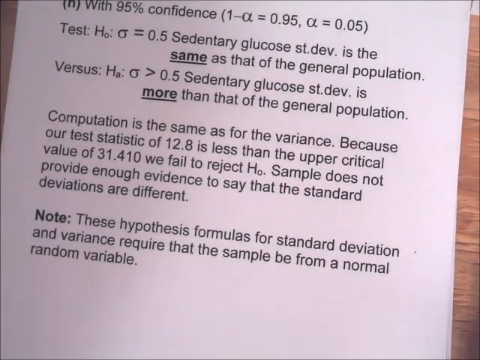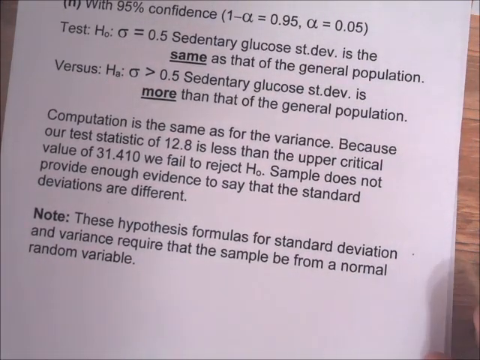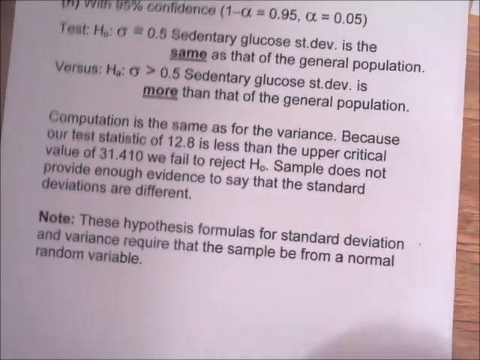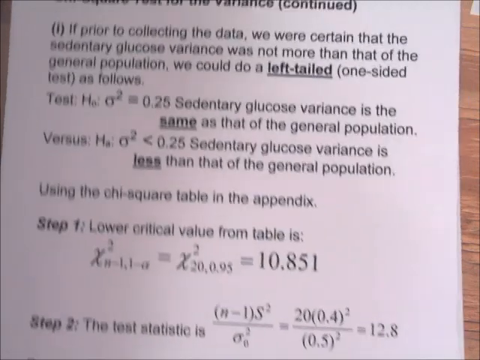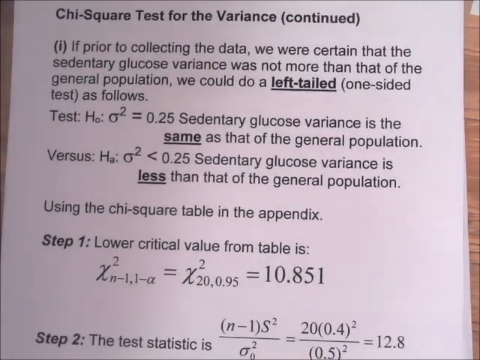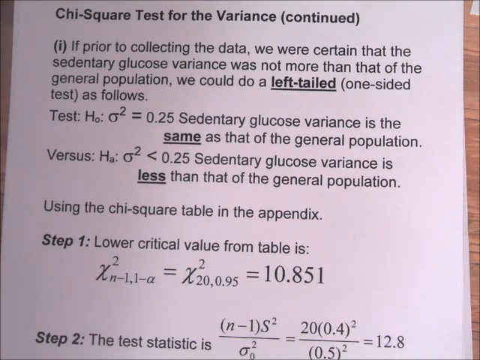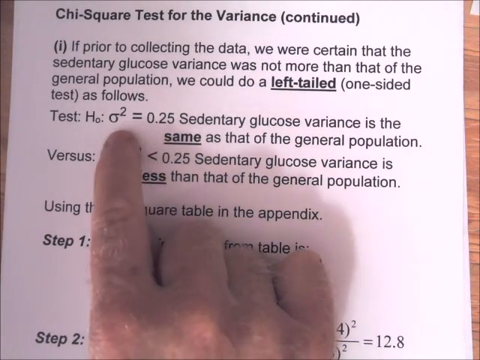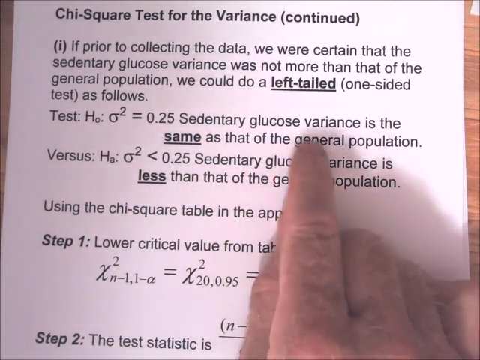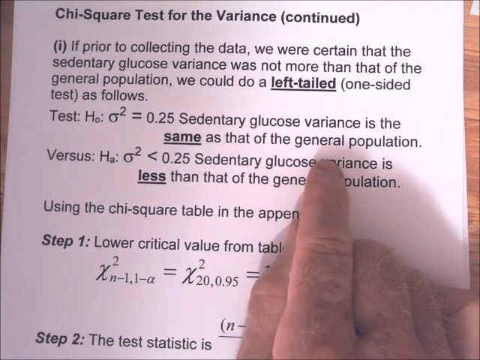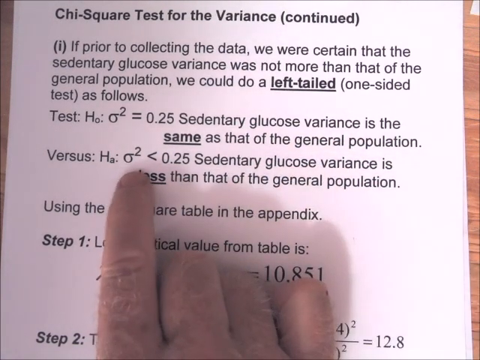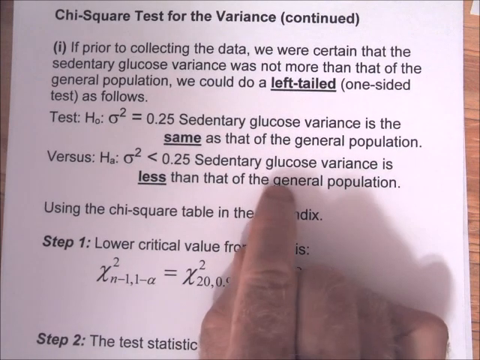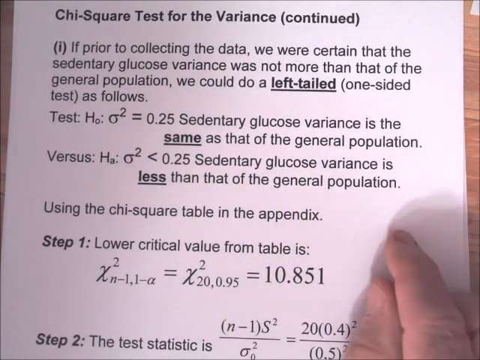The test for the standard deviation is the same. There's no additional computation needed. If prior to collecting data we're certain that the sedentary glucose variance was not more than that of the general population, we can do a left-tailed test. So H naught is the same: sigma squared equal 0.25, sedentary glucose variance is the same as that of the general population. The alternative HA: sigma squared less than 0.25, sedentary glucose variance is less than that for the population.